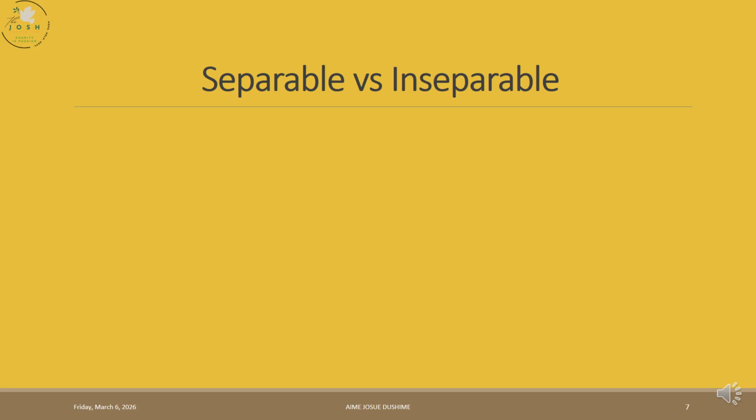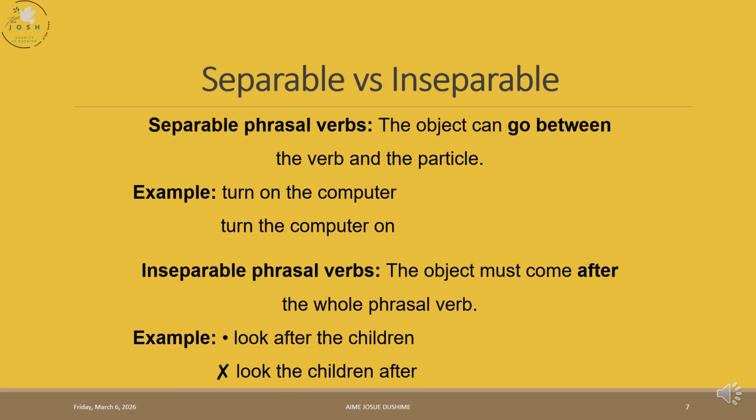Let's go now. Transitive verbs have two other categories. The one is separable and the other is inseparable. Let's start. Separable phrasal verbs: the object can go between the verb and the particle.